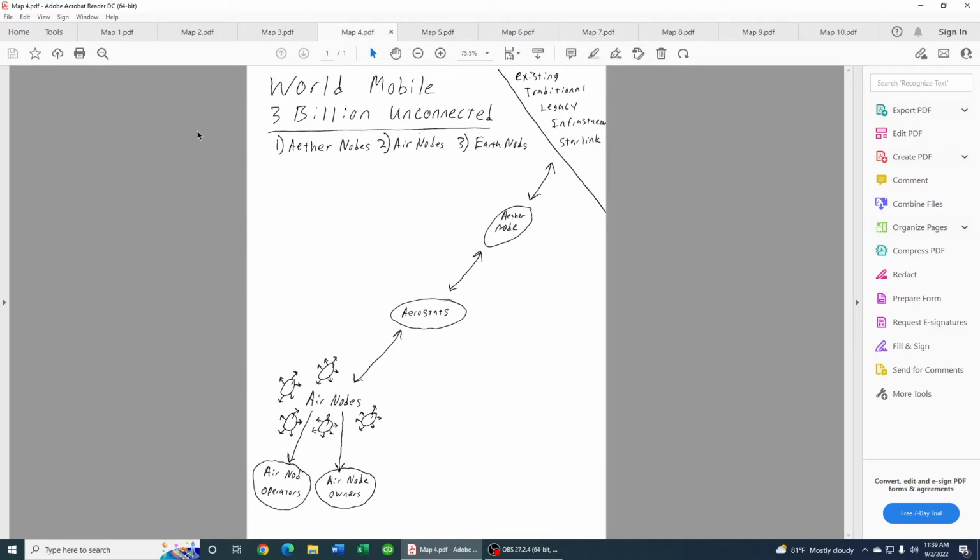Now, when we talk about air nodes, there are also two ways you can participate, and all these players are part of the sharing economy. So keep that in mind as we go through it.